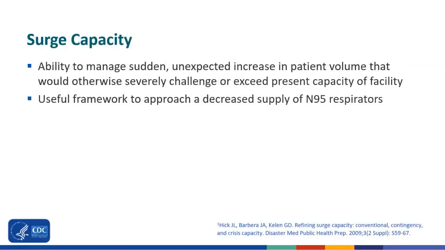CDC has framed these strategies within the hierarchy of controls, which Dr. Kuhar described, using the surge capacity approach. So surge capacity refers to the ability to manage sudden, unexpected increases in patient volume that would otherwise severely challenge or exceed present capacity of a facility. We thought it would be a useful framework to approach a decreased supply of N95 respirators.